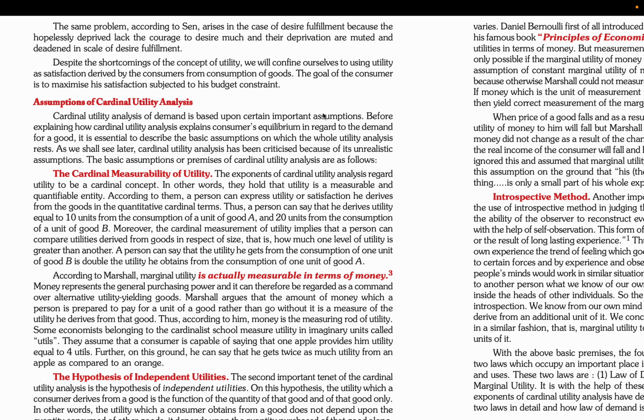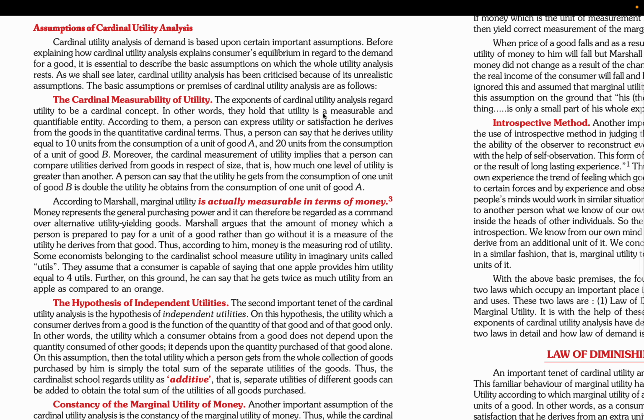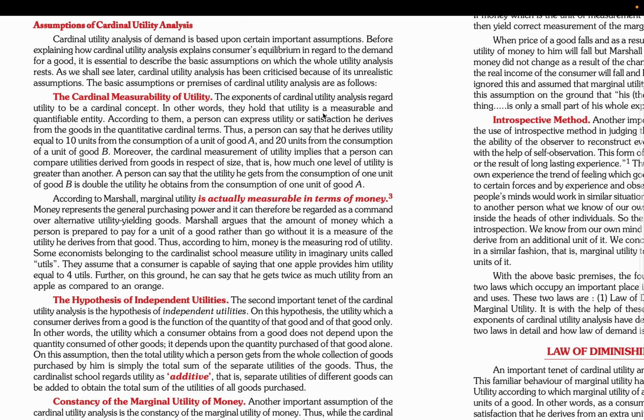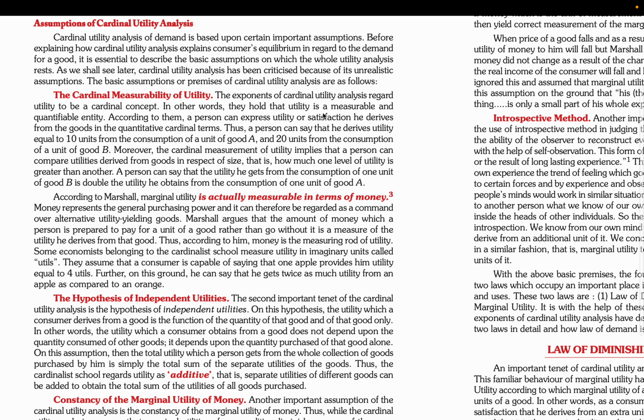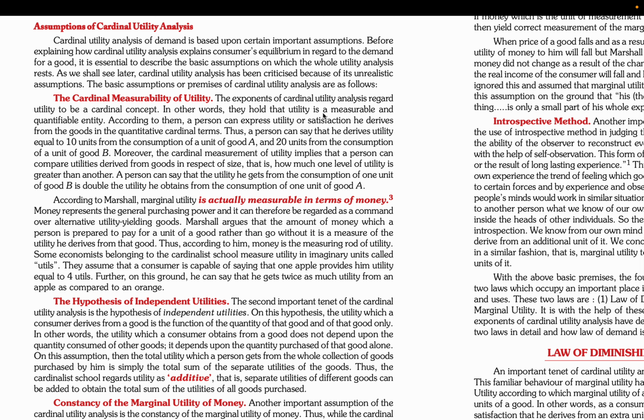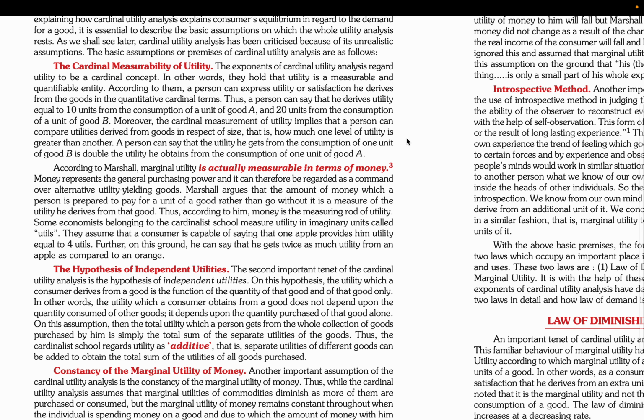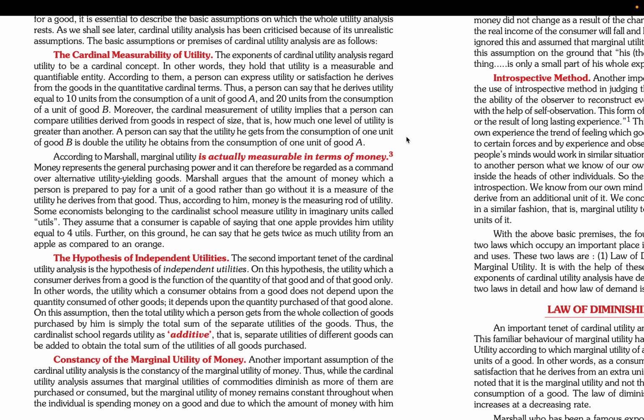The cardinal measurability of utility. The exponents of cardinal utility analysis regard utility to be a cardinal concept. In other words, they hold that utility is a measurable and quantifiable entity. So what you're assuming is that utility is something that you can put down in numbers. According to them, a person can express the utility or satisfaction he derives from goods in quantitative cardinal terms.